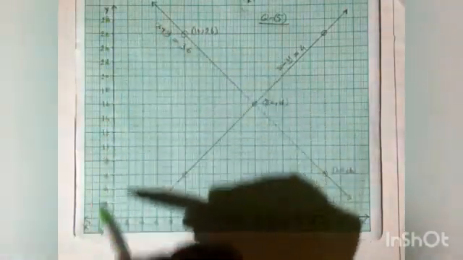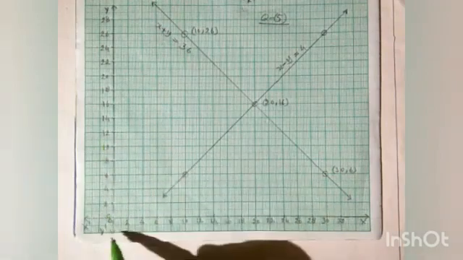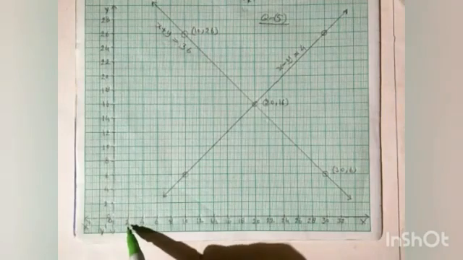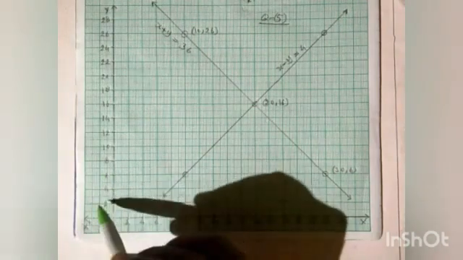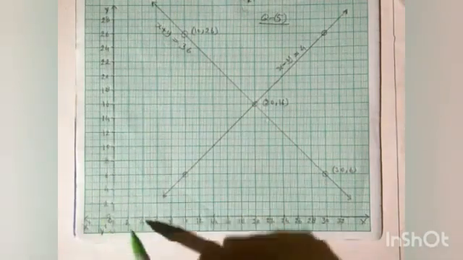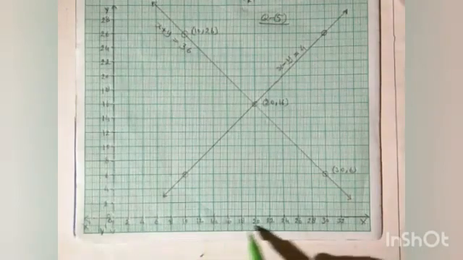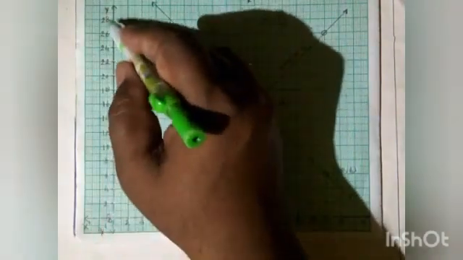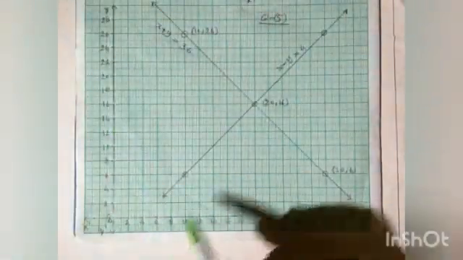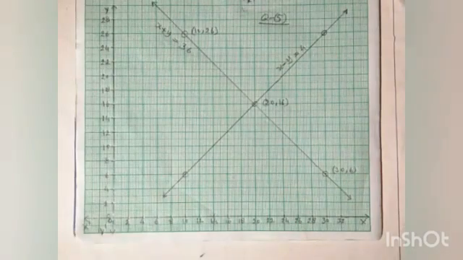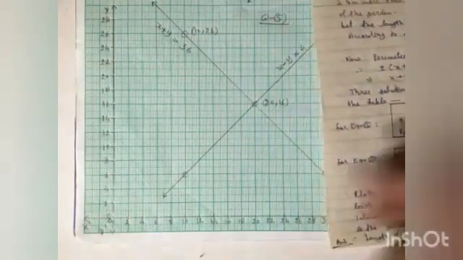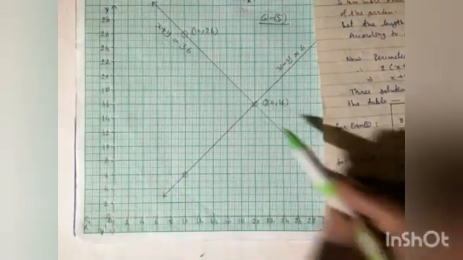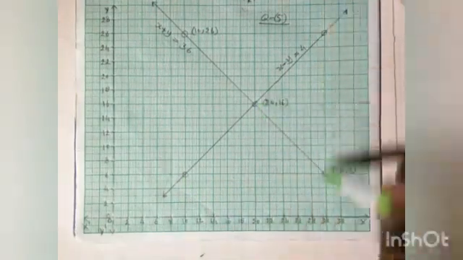Here on the graph paper, points are shown on the x-axis. Here we have taken 1 centimeter equal to 2 units. On the y-axis, here also we have taken 1 centimeter equal to 2 units. So here 2, 4, 6, 8, 10 and so on up to 32. Here also we have 2, 4, 6, 8, 10 and up to 28. So here the points are (10, 6), then (20, 16), then (30, 26).